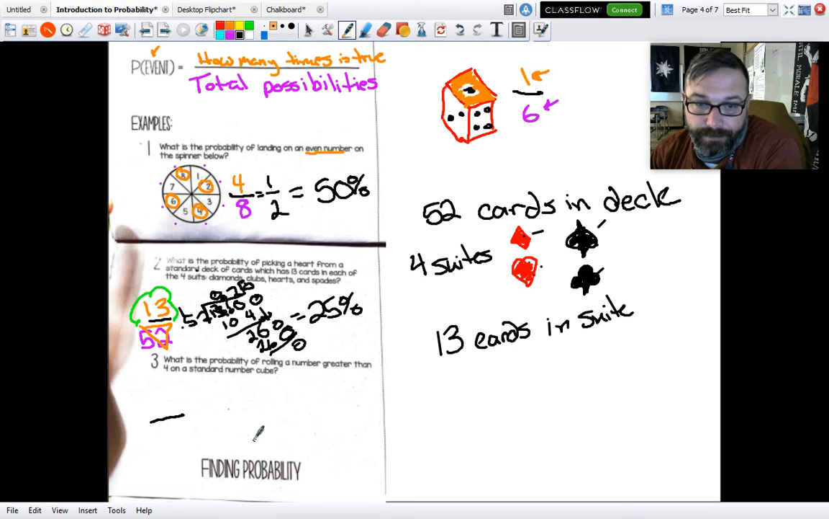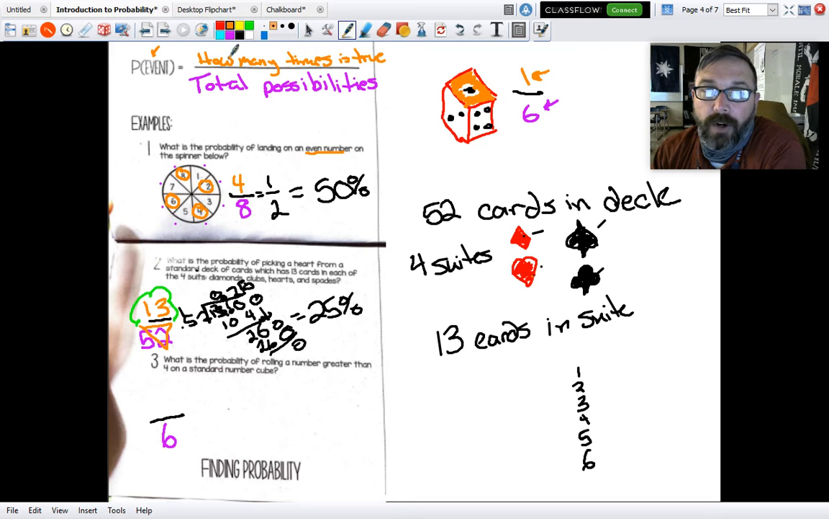Now the last one, number 3. What is the probability of rolling a number greater than 4 on a standard number cube? Okay, so we're back up here at this number cube, right? How many possible ways can a dice fall? It can fall 6 different ways. What are the ways that a number cube can land? It can land on 1, 2, 3, 4, 5, and 6.